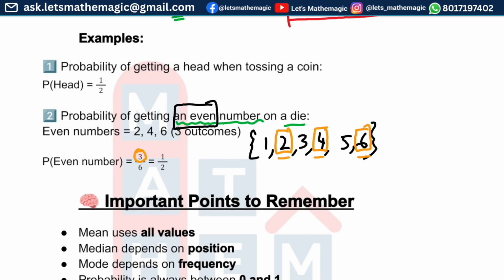So it will be 3, and the total number of outcomes will be 1, 2, 3, 4, 5 and 6. So there are total 6 outcomes. So 3 by 6, after cancellation, 1 by 2 is the final answer. I hope it's clear, right?